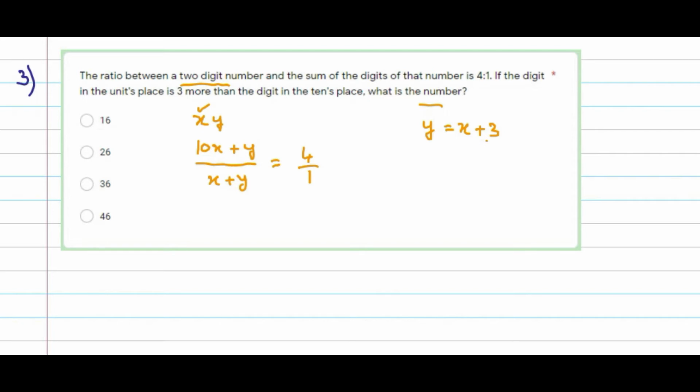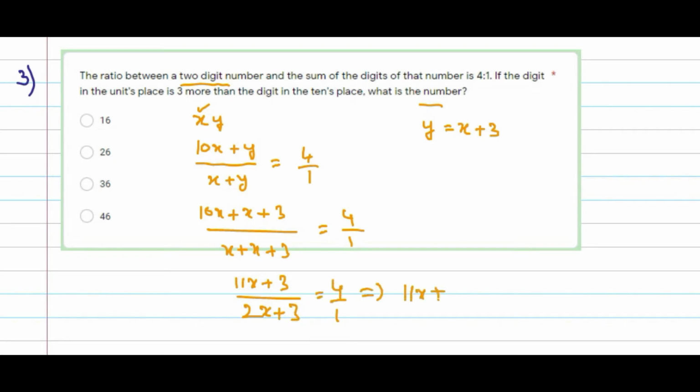That's all. Now it is very simple. We can simply substitute here. So it is 10x plus x plus 3 divided by x plus 3 is equal to 4/1. So it is 11x plus 3 by 2x plus 3 is equal to 4/1, which implies 11x plus 3 is equal to 8x plus 12. So 3x is equal to 9, which implies x is equal to 3. If you substitute 3 here, 3 plus 3, so y is equal to 6.